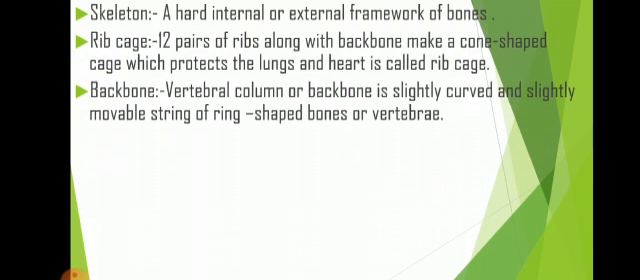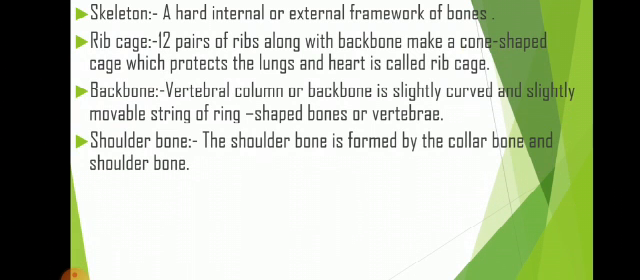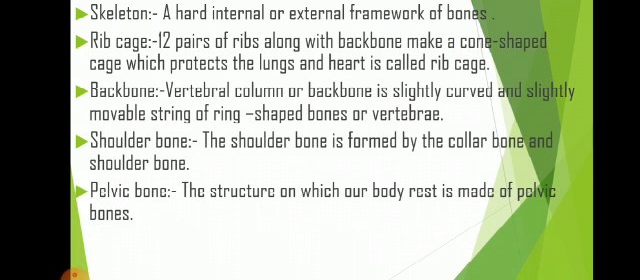Backbone. That also you can feel. If you touch your backbone, in the middle, the vertebral column can be felt. The vertebral column or backbone is slightly curved and slightly movable, made of string-shaped bones called vertebrae, which is attached to the rib cage. Shoulder bone: the shoulder is formed by a collarbone and shoulder bone. Pelvic bone: the structure on which our body rests is made of pelvic bones.